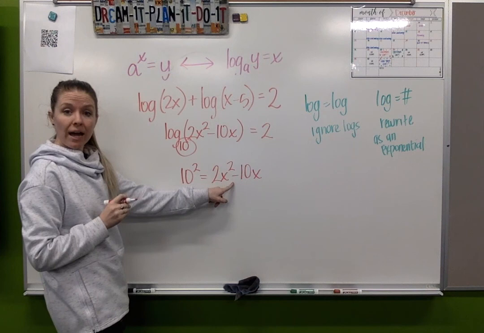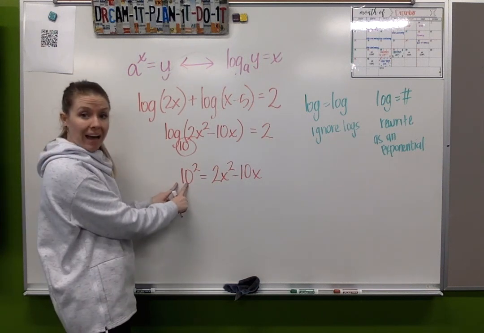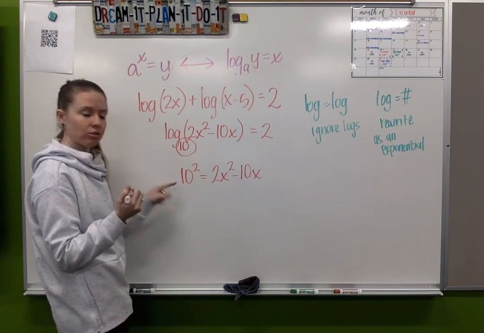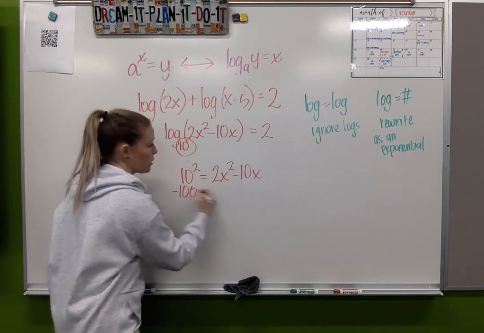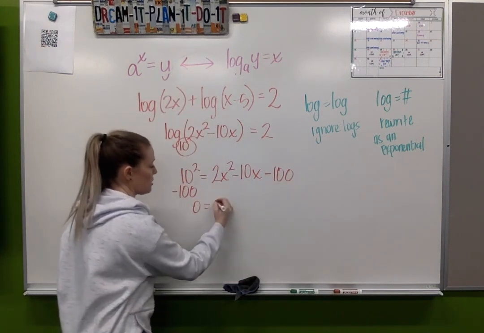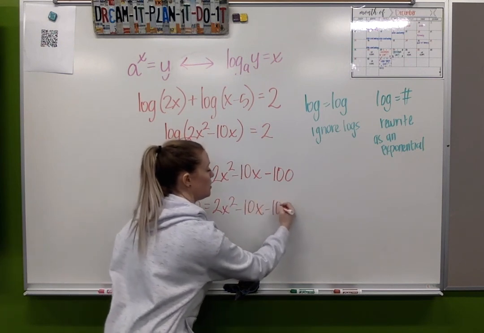We're left with a quadratic, so to solve it, we have to set it equal to 0. So I'm going to subtract my 10 squared over. What is 10 squared? It's 100. So I'm going to subtract this 100 over, and now I'm looking at 0 equals 2x squared minus 10x minus 100.